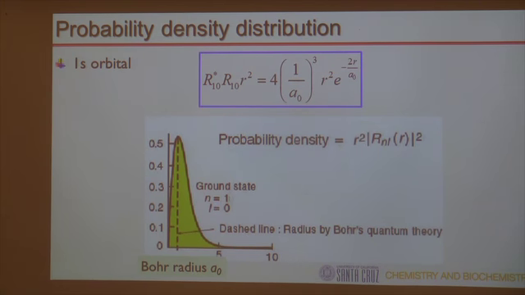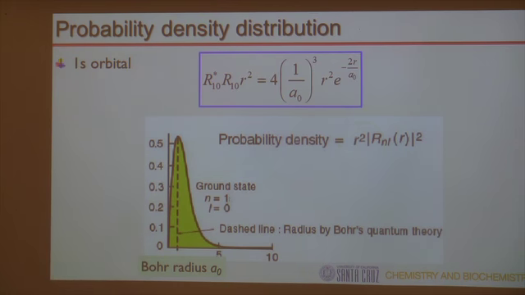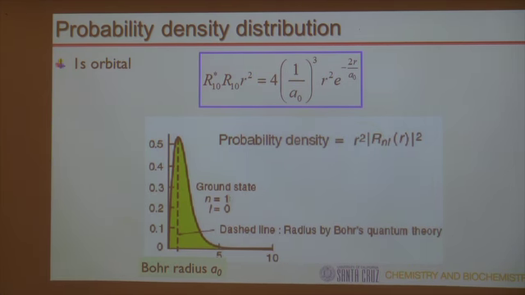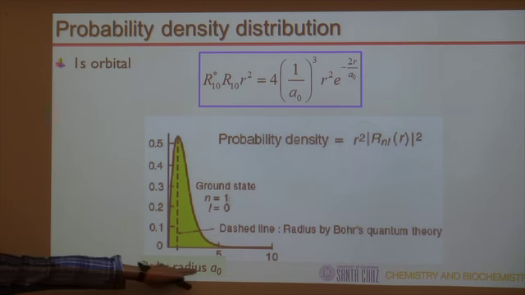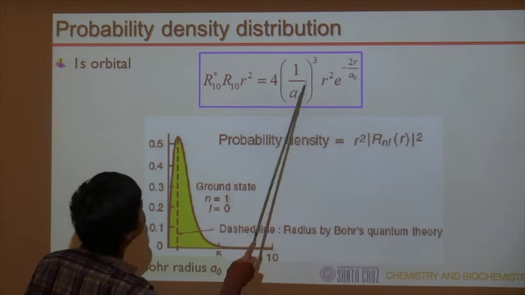The maximum point here corresponds to a certain r value. And the r value, when we talk about it in spherical coordinates, is the distance between the electron and the nucleus. Similarly, at this radius, we have the maximum probability to find the electron. And this radius is called the Bohr radius, denoted as a0. And a0 here is actually the one in the R function here, this one, and this one.